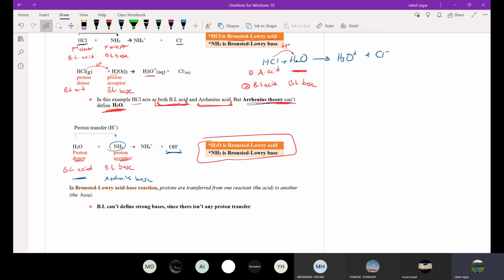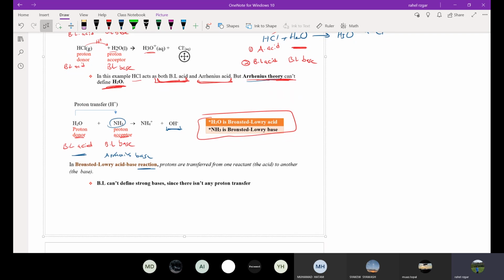And in these reactions between these acids and bases, as you can see, one of them is donor, one of them is acceptor. One of them becomes acid, one of them becomes base. So it is also called Bronsted Lowry acid-base reaction. What is this reaction? Protons are transferred from one reactant to another, from the acid to the base. We call it Bronsted Lowry acid-base reaction.